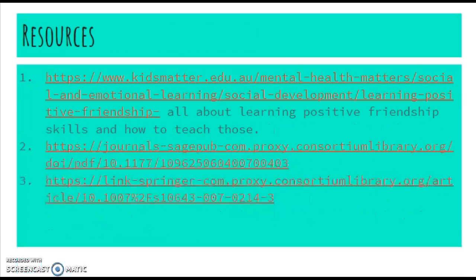And then my resources. So one of them was the journal article I just talked about. Another was a journal article all about relationships as well, and things that the teacher can do to go above and beyond to develop good relationships with their children, such as talk and listen to them, acknowledge accomplishments and assist with struggles, allow students to develop rules and help them to develop rules, and attend after school and weekend activities with them. And then that top one is all about learning positive friendship skills and how to teach those.